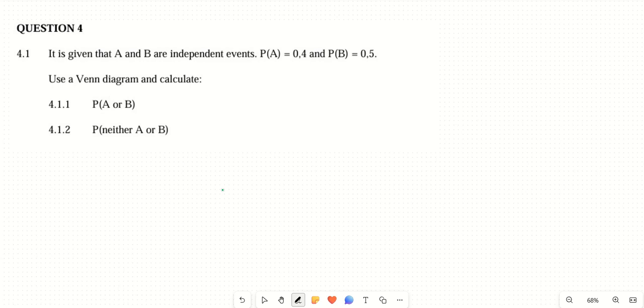Let's look at question 4. It is given that A and B are independent events, meaning that A happening does not affect what's going to happen with B, and if B happens, it does not affect what's going to happen with A. Now, what do we know about independent events? We know that the probability of A and B equals the probability of A times the probability of B because they are independent.